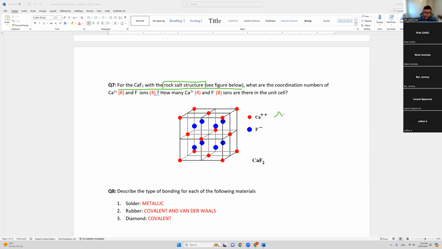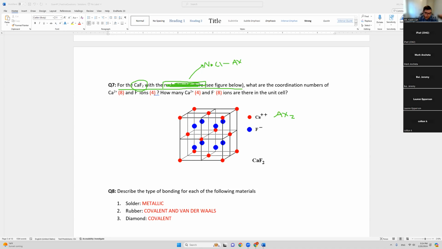I mean, this is AX2, right? And the formula is given here, calcium fluoride. So this is AX2 structure. This is the fluorite structure, not the rock salt structure. The example for rock salt structure is sodium chloride, right? Which is AX. So this is wrong. It should be fluorite structure.